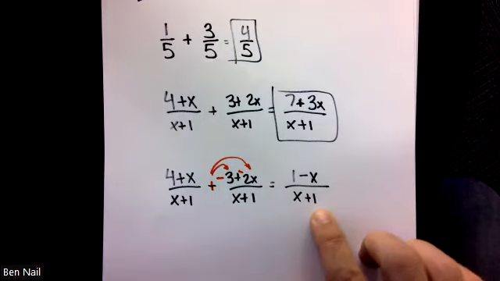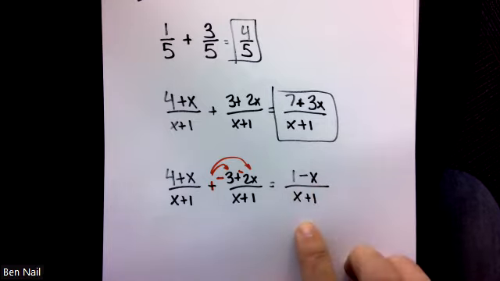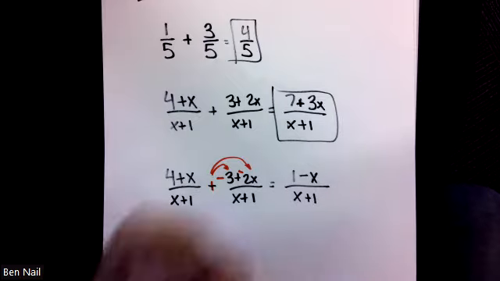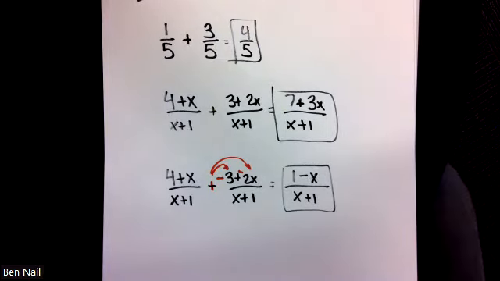Now it does look like we should be able to simplify this. However, one's a plus, one's a minus. We're not multiplying. We can't cancel those x's out. This is addition. Okay, remember, in order to simplify, you have to be multiplying. This actually is considered to be reduced or simplified.